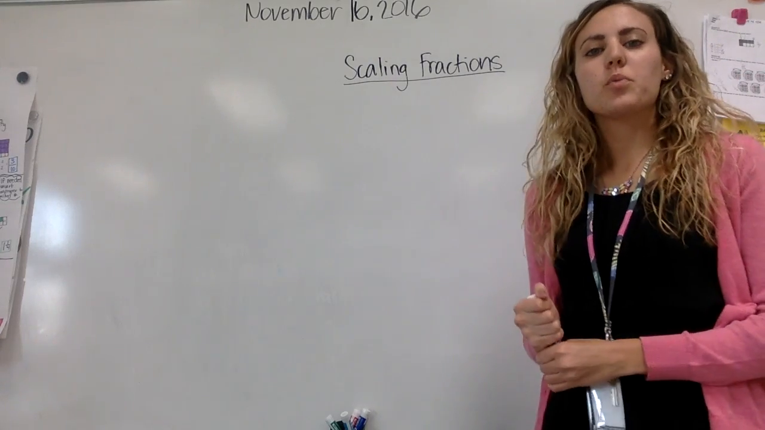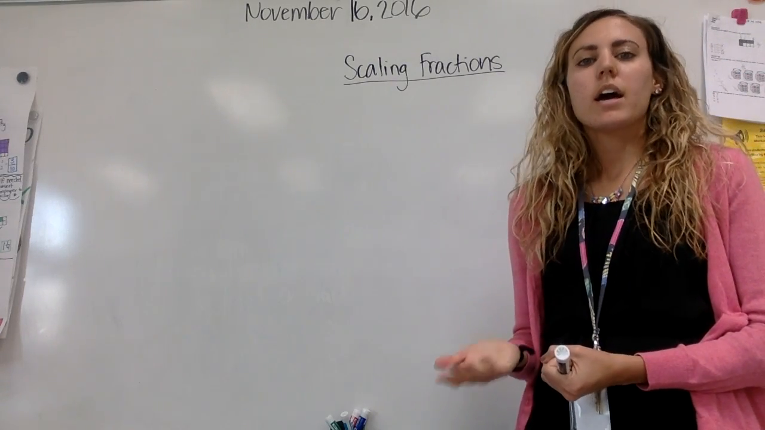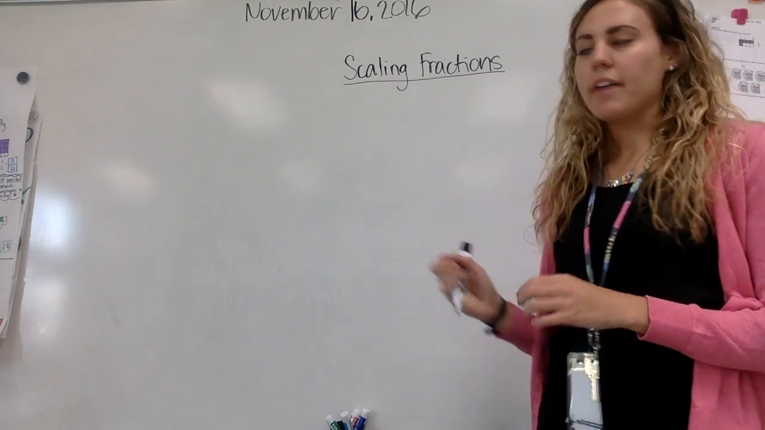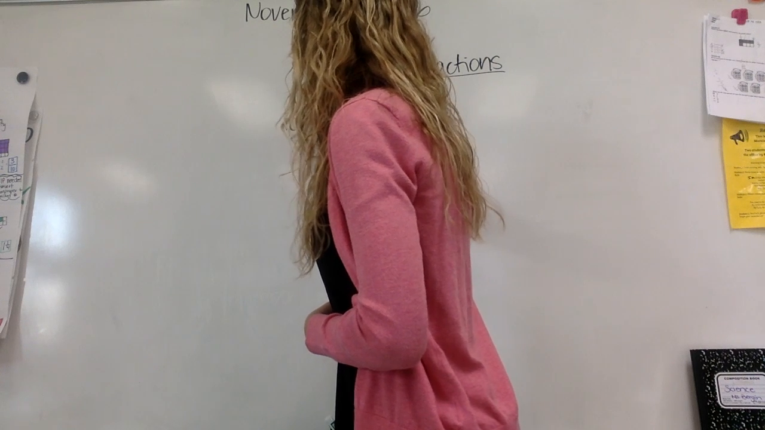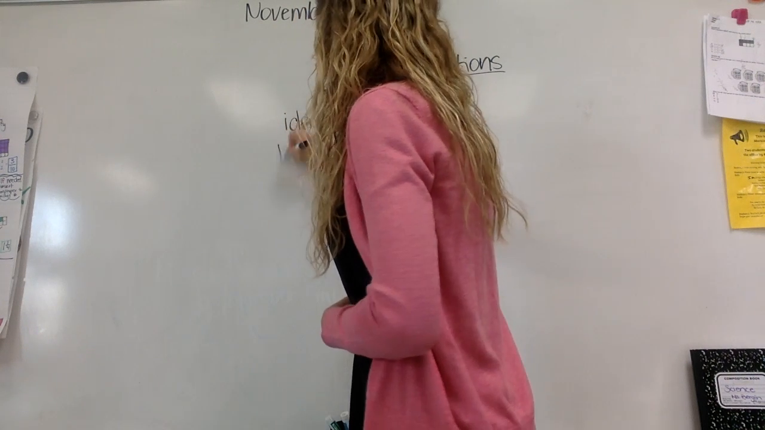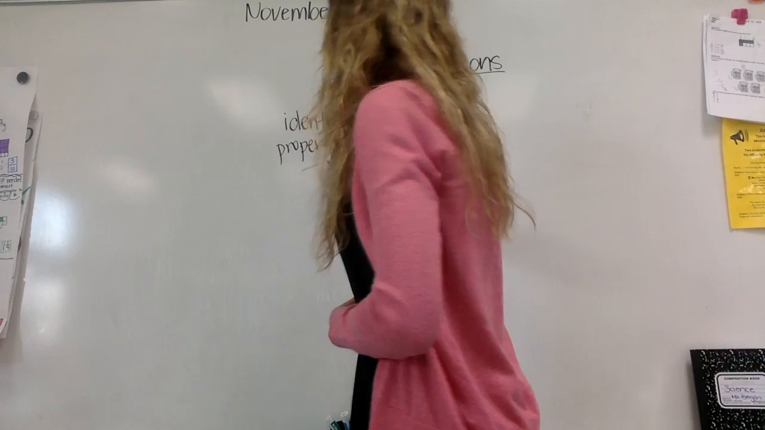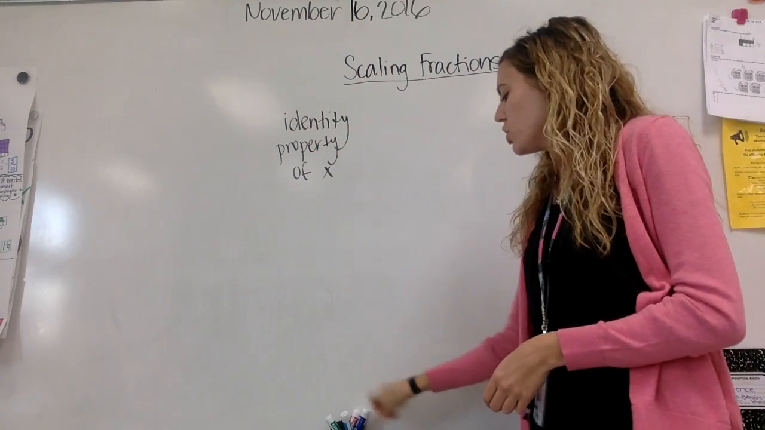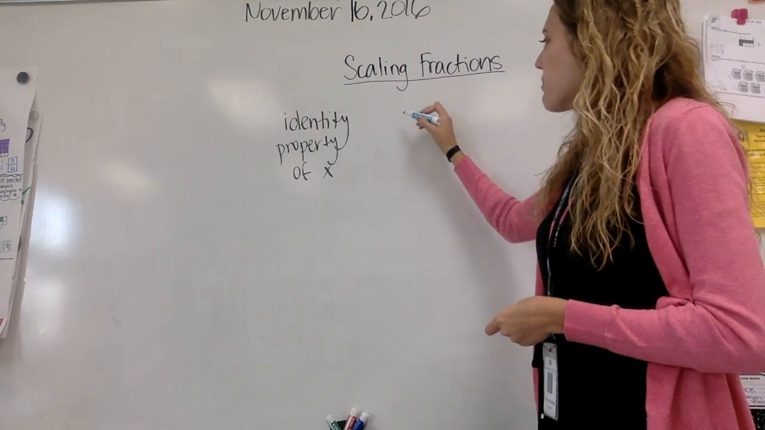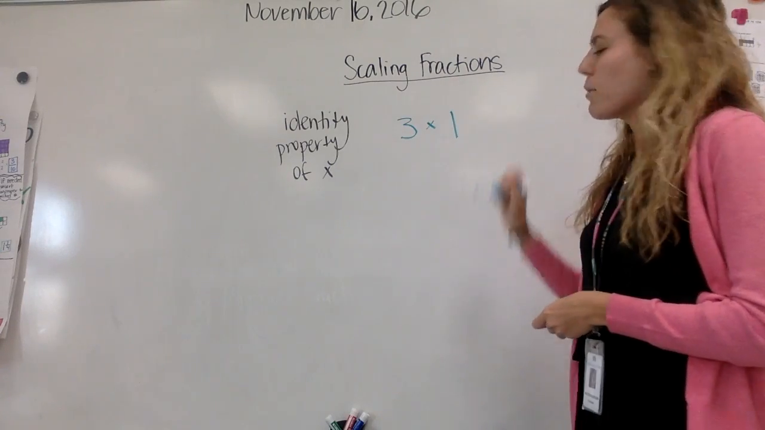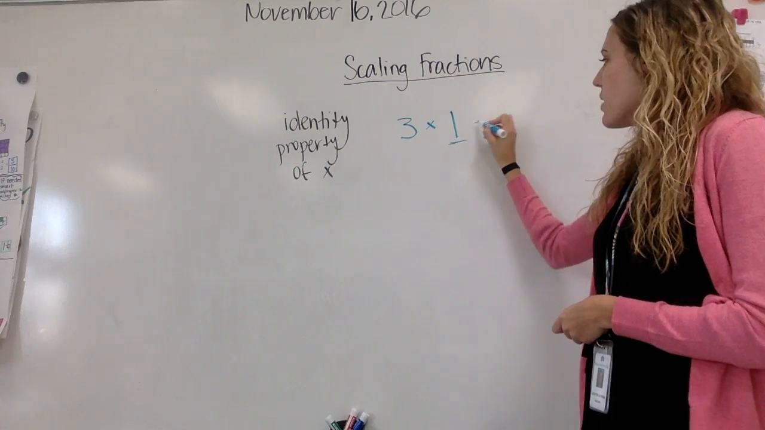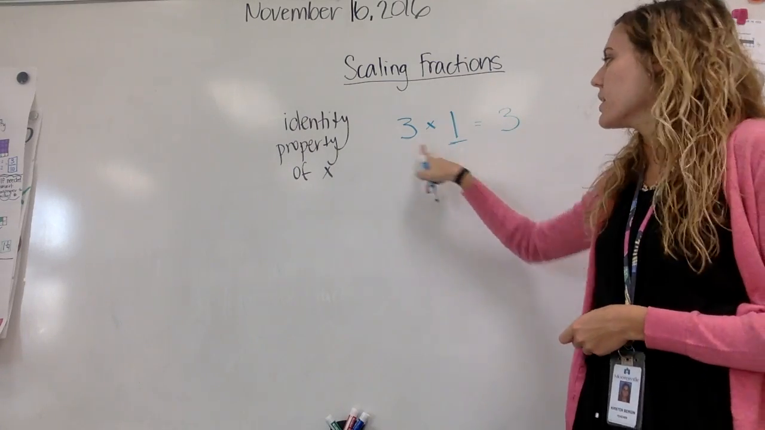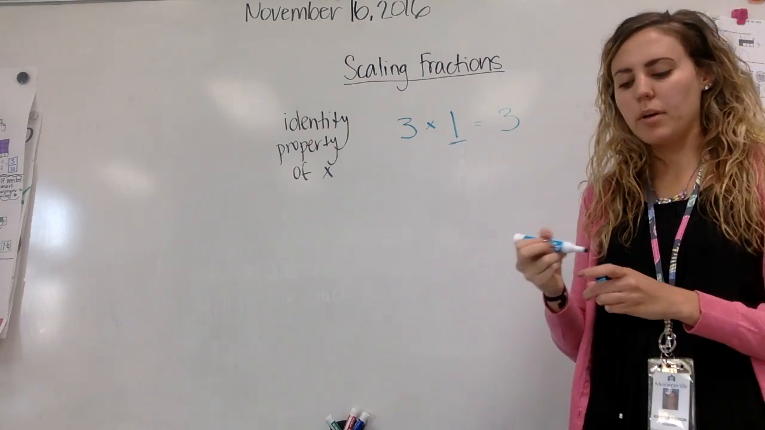Scaling fractions, which is what happens when you multiply a fraction by another number. So we are going to start by looking at the identity property of multiplication. And this is really important. In the identity property of multiplication, you know that any number multiplied by 1 is always going to equal that same number. That's basically saying that when you multiply a number by 1, you end up with the same or the original number that you multiplied.